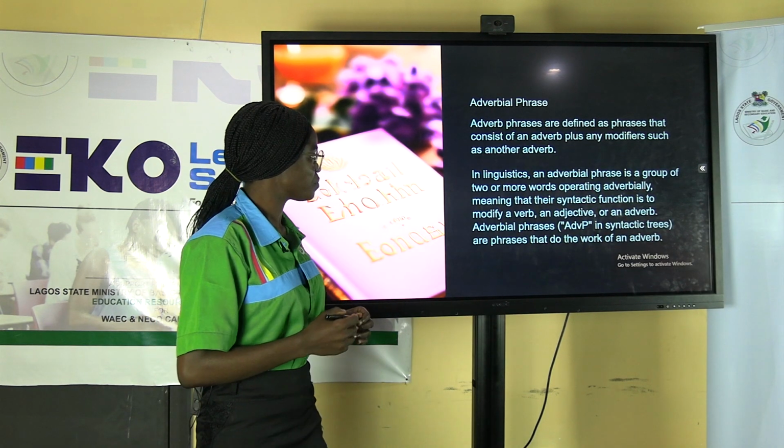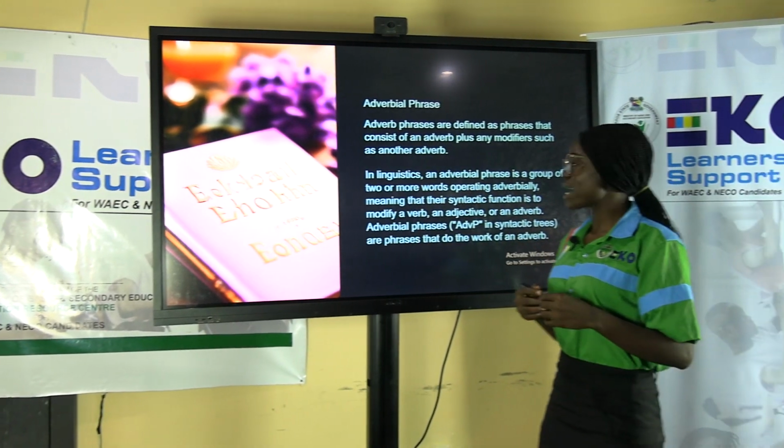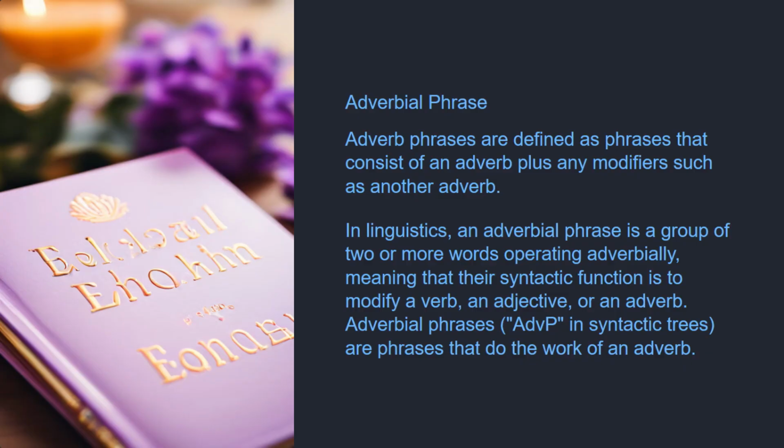Adverbial phrase. Adverbial phrase is defined as phrases that consist of an adverb plus any modifier such as an adverb. In linguistics, an adverbial phrase is a group of two or more words operating adverbially, meaning that their syntactic function is to modify a verb, an adjective, or an adverb.